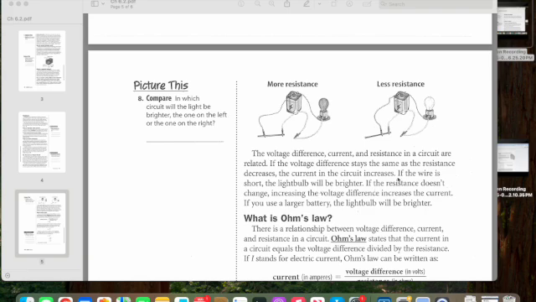I actually want to highlight that because I feel like it's something we should remember. If the wire is short, the light bulb will be brighter. If the resistance doesn't change, increasing the voltage difference increases the current. If you use a larger battery, the light bulb will be brighter.